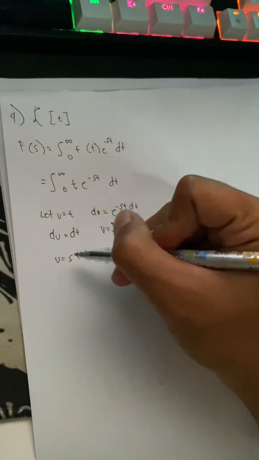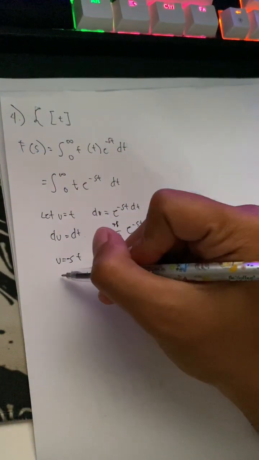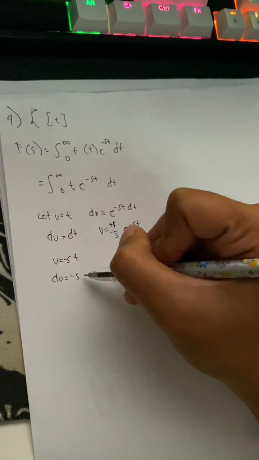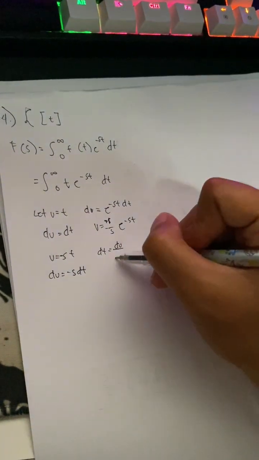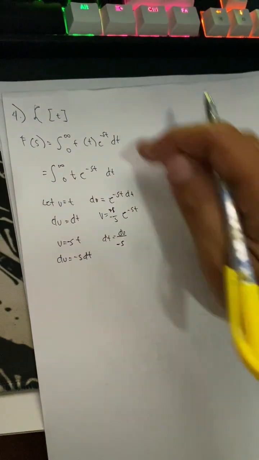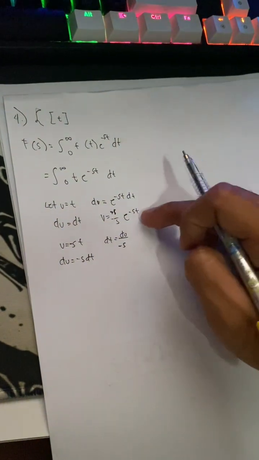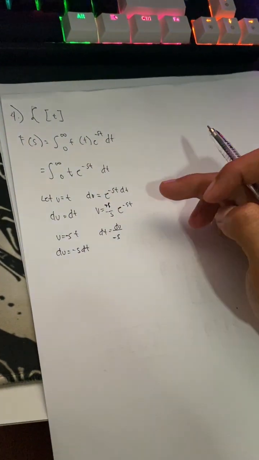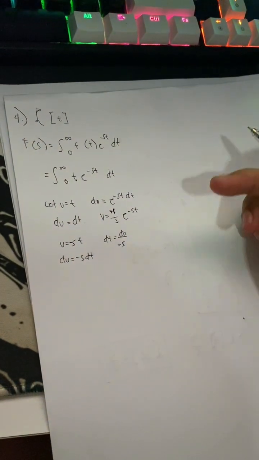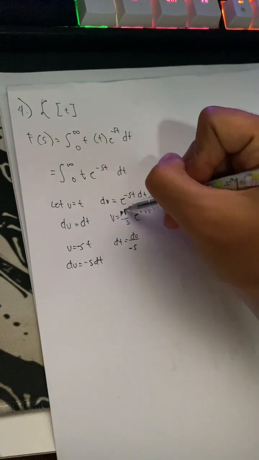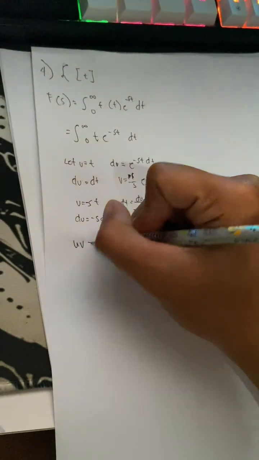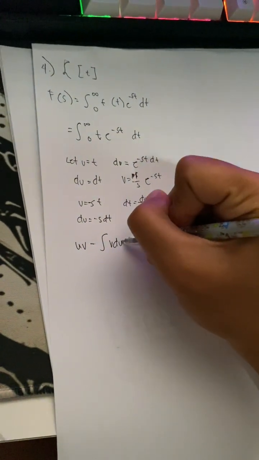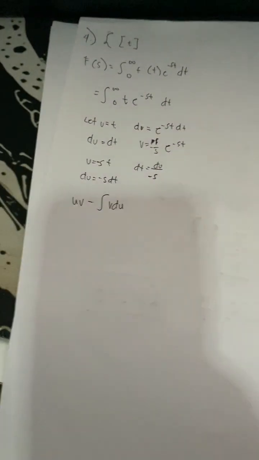So for v, we have negative st, du is equal to s dt, dt is equal to du over s. I hope that is clear. We are going to use the formula for integration by parts, which is uv minus the integral of v du.